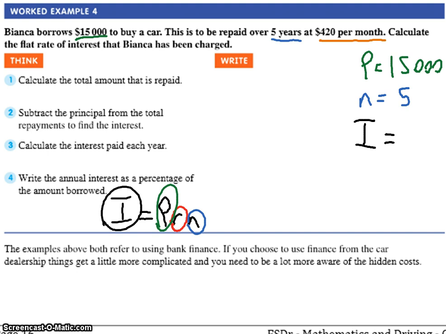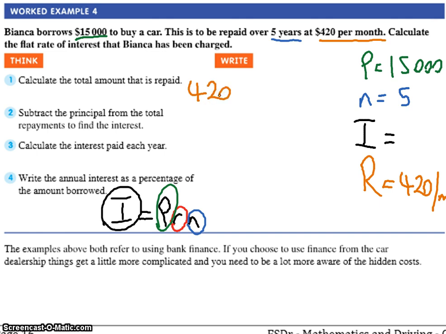Here we have the per month payment. So I'm going to call that a big R for repayment. We know that that's 420 per month. So to be able to work out what the interest rate is, we need to be able to work out how much interest she's paid. Does that make sense? Yeah. Okay. So 420 by 12.